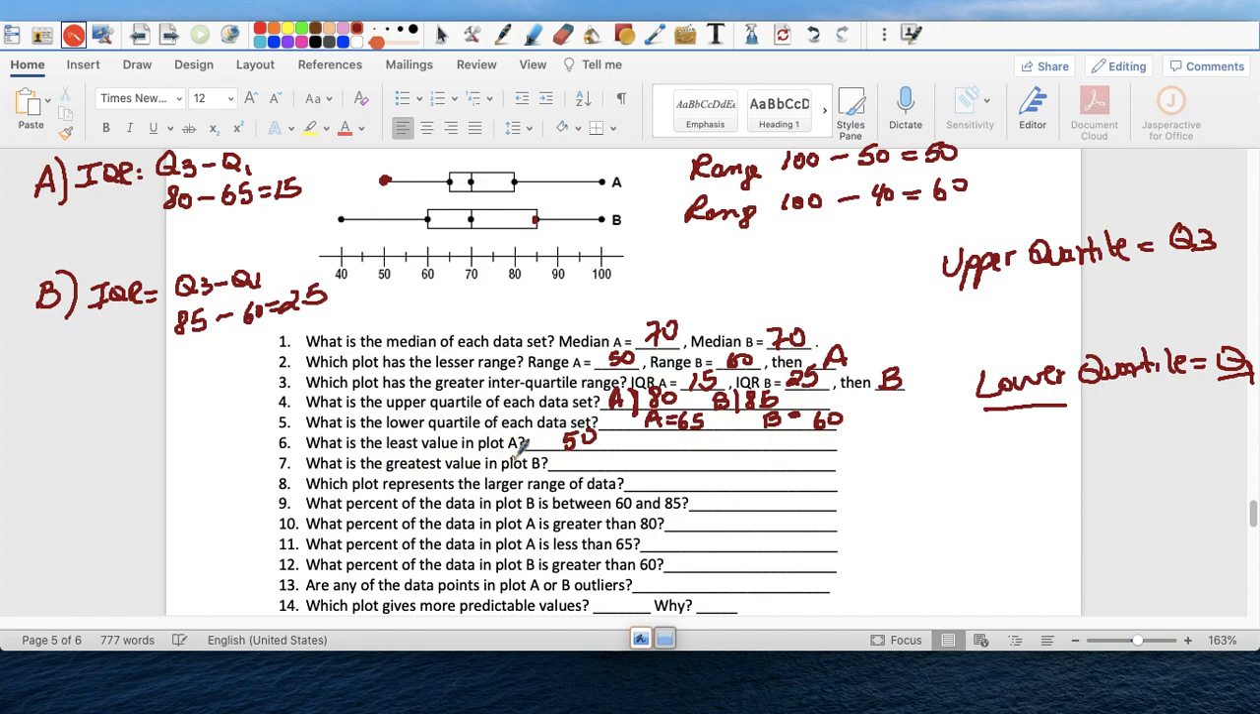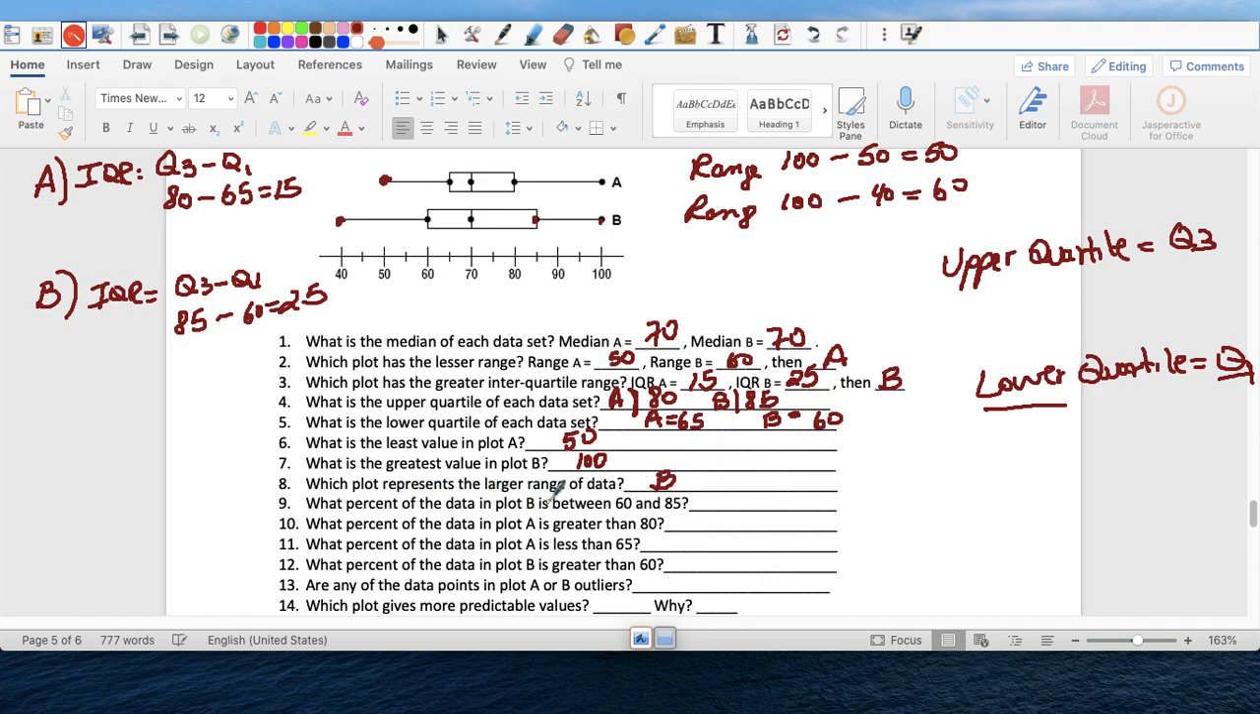What is the greatest value in plot B? Más grande de B es 100. Which plot represents the larger range of data? ¿Quién tiene el range más grande? Bueno, el B, que es más largo. B has a bigger range, right? Because you can see it's from 40 to 100, so B.